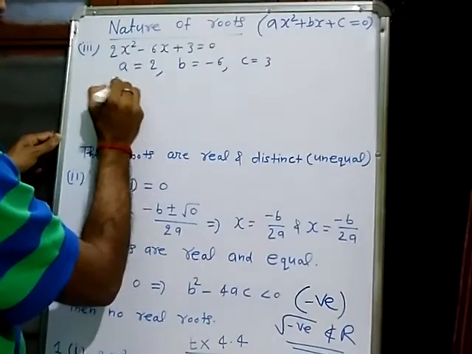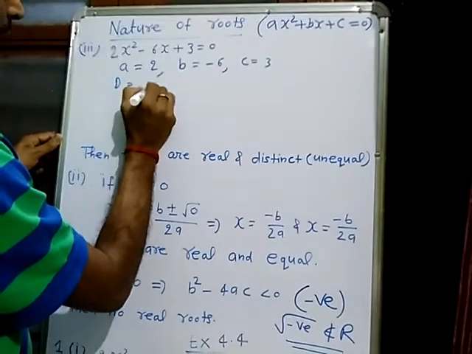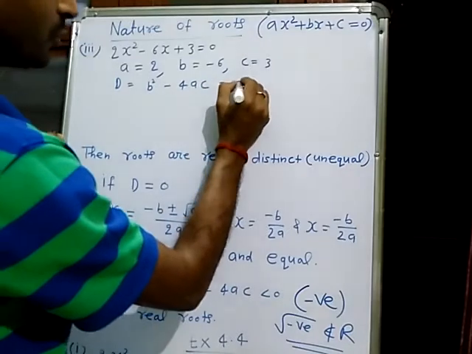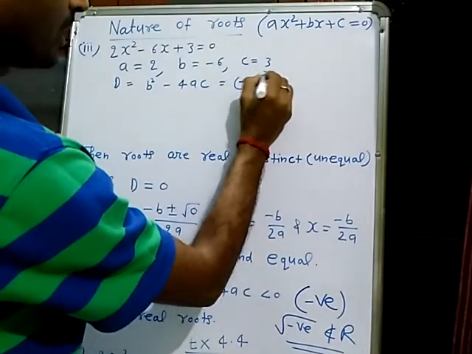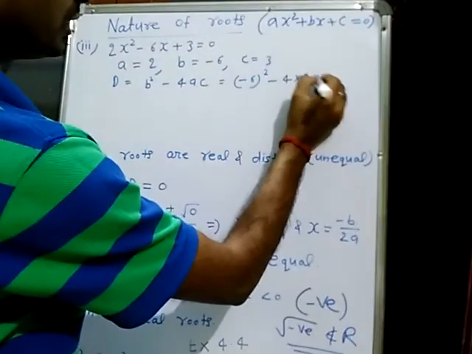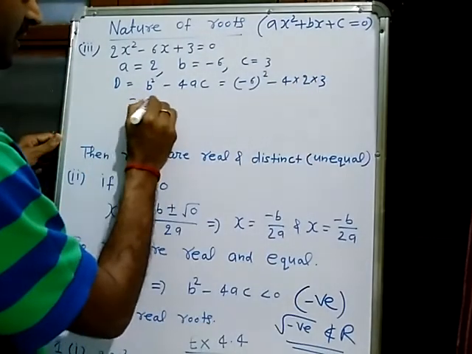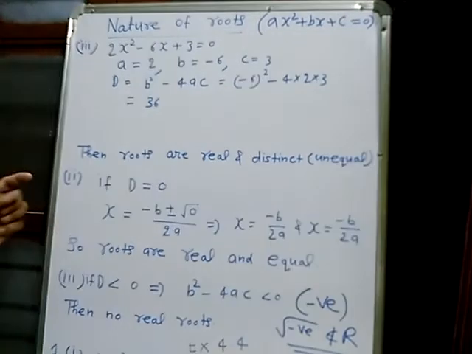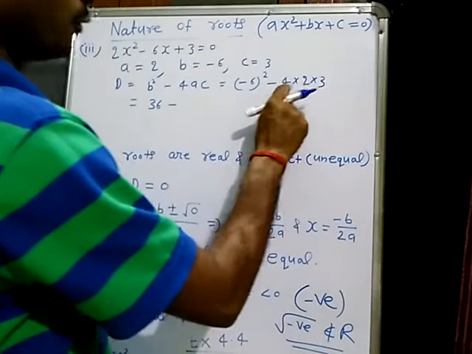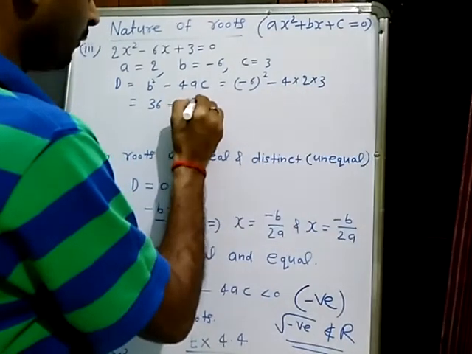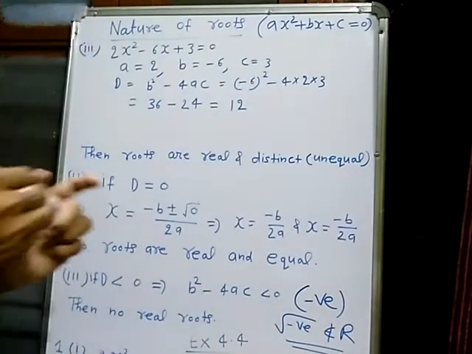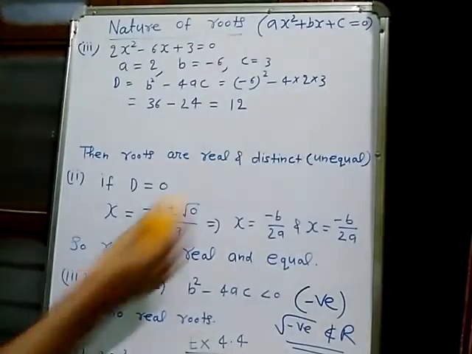We will find the discriminant D. D is equal to b square minus 4ac. What is b? Minus 6. Minus 6 square minus 4 times a, which is 2, into c, that is 3. Minus 6 square is plus 36, correct? Minus 4 times 2 times 3 is 24. So we get 36 minus 24, which is 12. So D is 12.